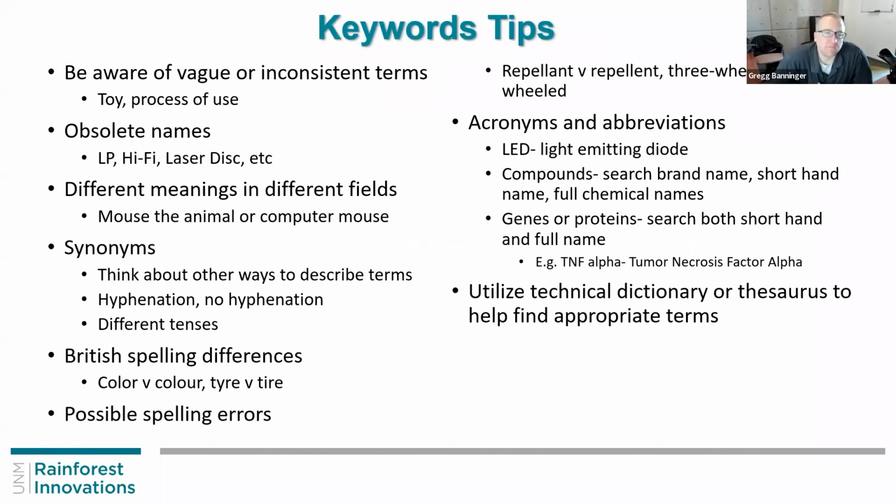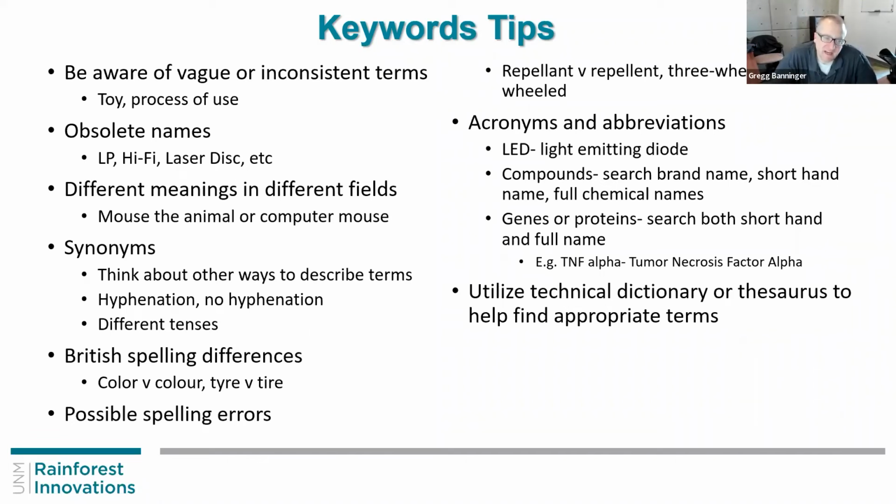So for keyword tips, some things to be aware of: vague and inconsistent terms. Like if you're searching toy, that can cover so many different things. You might want to be a little bit more specific. Maybe obsolete names. Here are some things that might be Laserdisc, LP, hi-fi. Nothing new is going to have those obsolete names. So think of other alternatives to how those are worded. Beware of different meanings in different fields. So a mouse can be the animal, or it could be the computer mouse that we have.